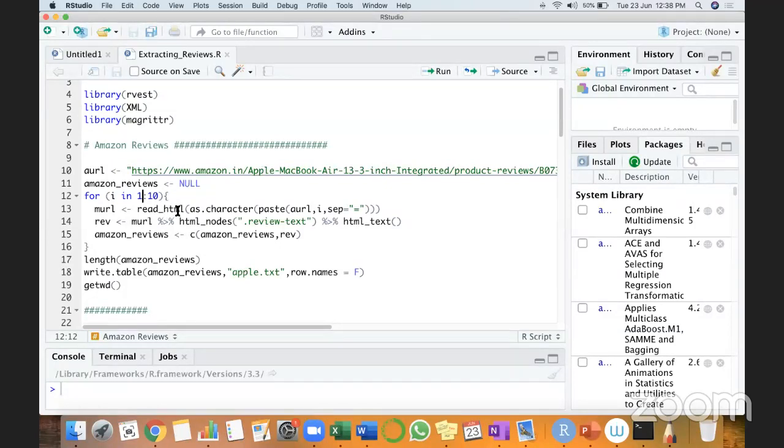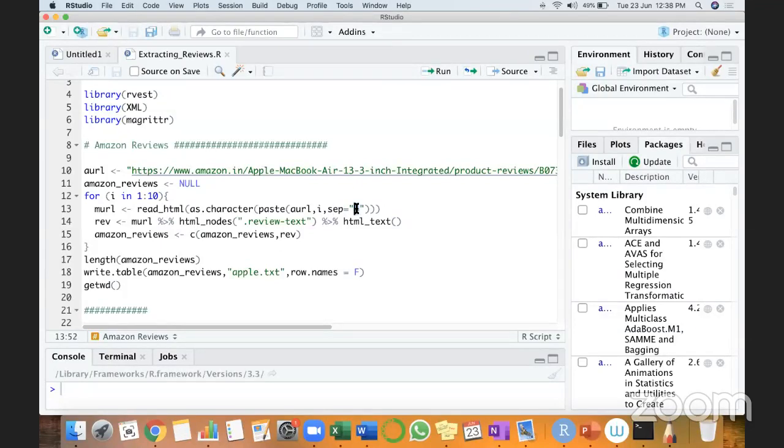read_html is a function. We are pasting the URL. This is the Amazon URL, which we have stored in this object or variable. That URL we are pasting, coupled with i, which means the page number. Every time it iterates, a new value is given to i. The first time i equal to 1. Then sep equal to this.